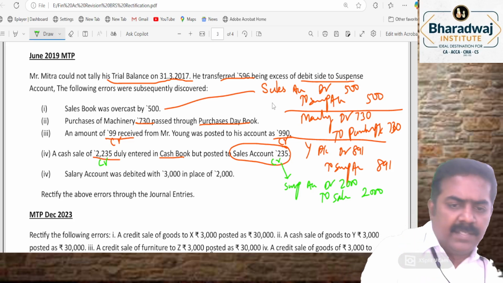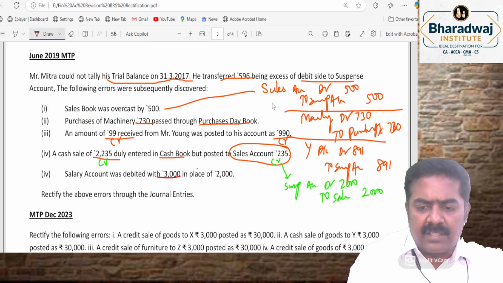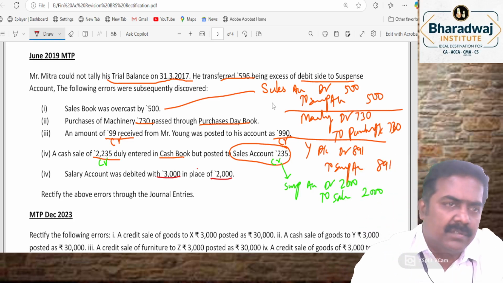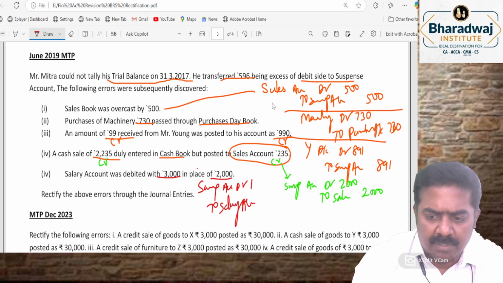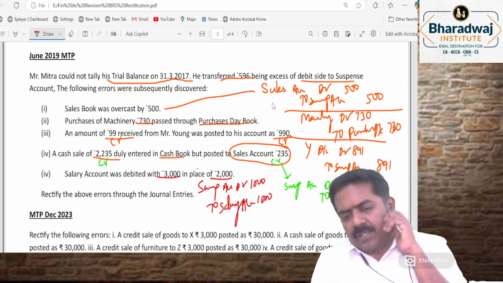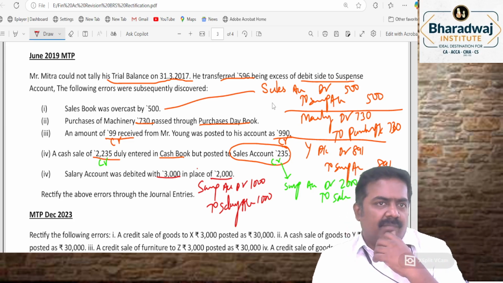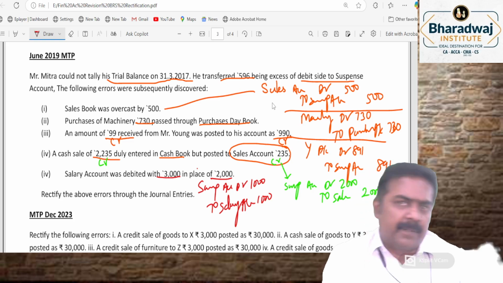Next, salary account was debited with 3,000 in place of 2,000, so excess debit is done in the salary account. Suspense to salary. Suspense account to which account? Salary account, 1,000. They don't ask you to prepare the suspense account. No need to prepare suspense. Do they ask you to prepare the suspense account? Don't prepare it.